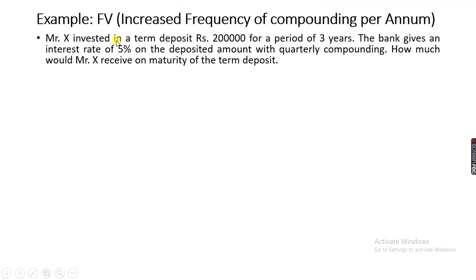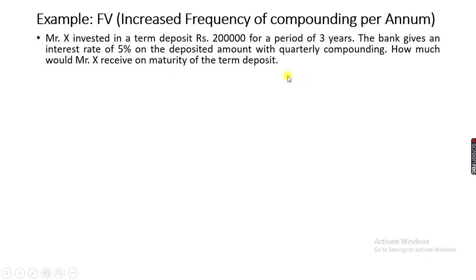Mr. X invested in a term deposit. A term deposit is nothing but a fixed deposit, rupees 2 lakhs for a period of 3 years. And the bank offers an interest rate of 5% on the deposited amount, which is quarterly compounded. Then we are required to estimate how much Mr. X would receive on maturity of this term deposit.